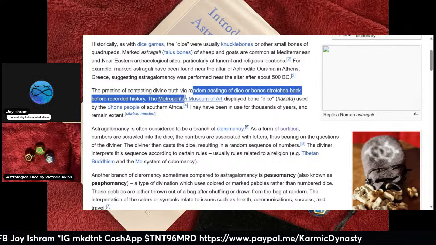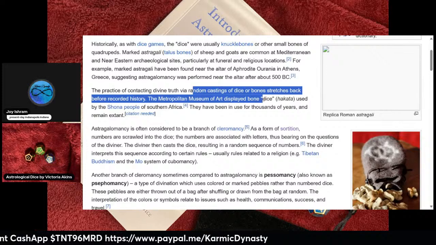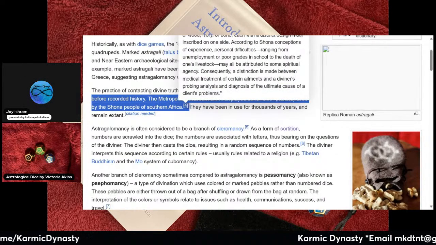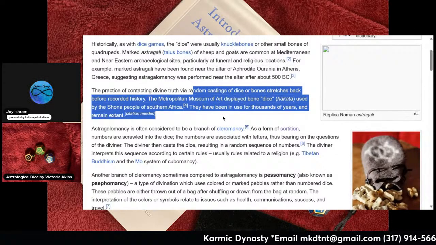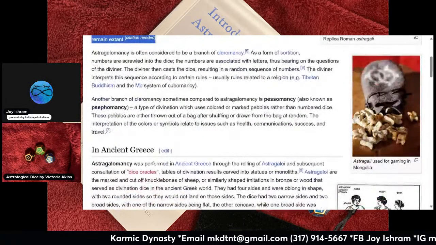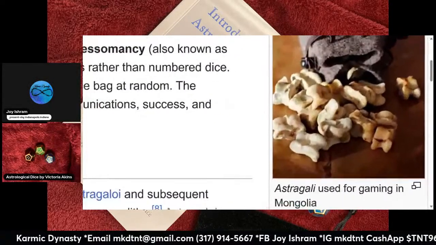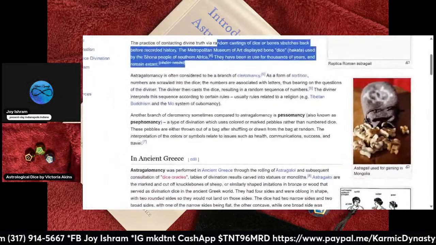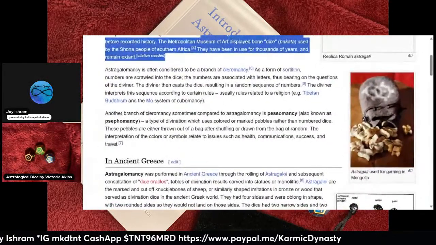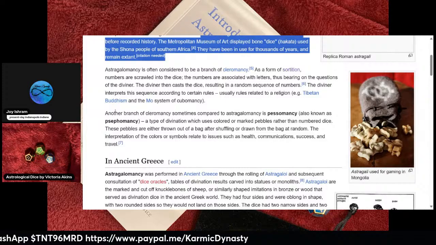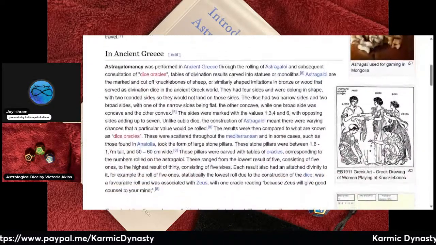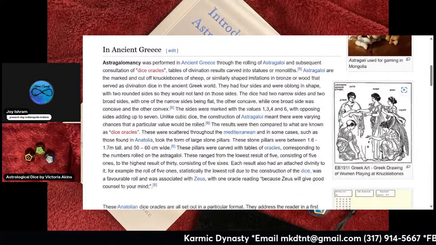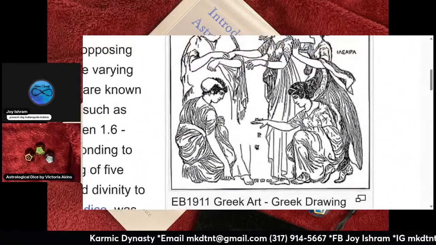The Metropolitan Museum of Art displayed bone dice, Hakata, used by the Shona people of southern Africa. They have been in use for thousands of years and remain extant. So over here, we see this used for gaming purposes in Mongolia. So let's go down to here in ancient Greece. There's photos here too of the Greek women playing knucklebones.